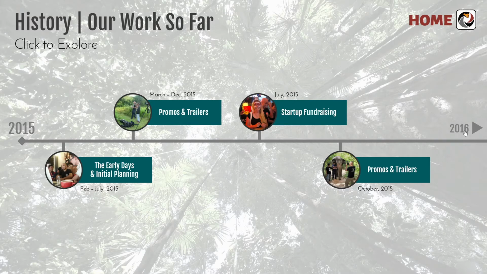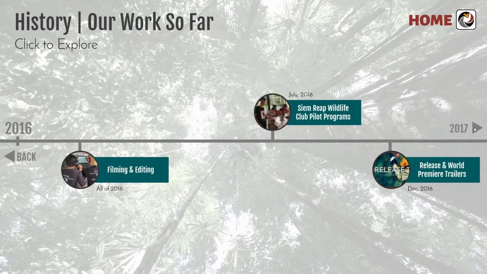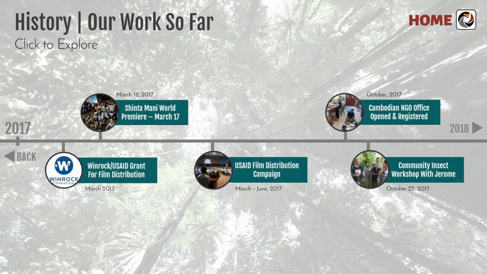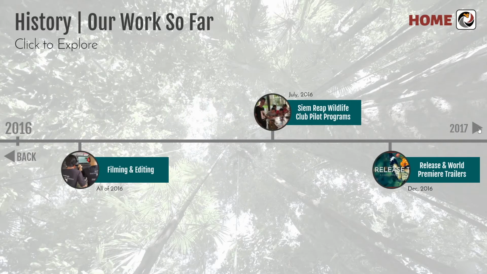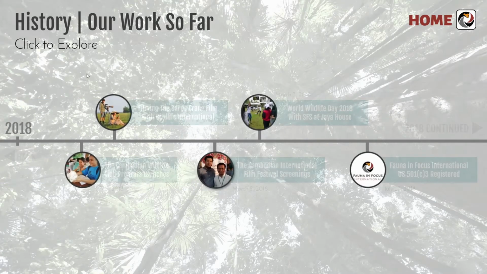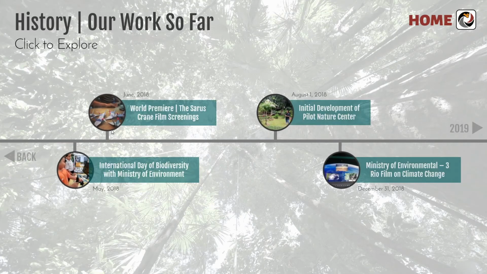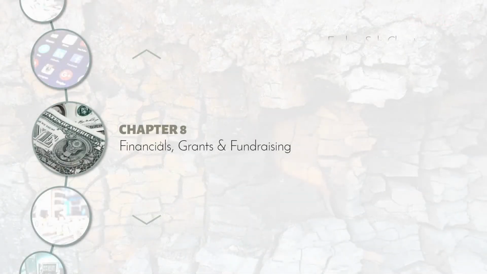And then, of course, this whole timeline slides. So you can slide this timeline to the right and we'll get new things coming in. Here we got our first big grant from Winrock USAID for film distribution. And you can, of course, go backwards as well, so you can scroll back and forth on this timeline. And this is all just using PowerPoint transitions and so on. And here's when we finally registered Fauna in Focus International in the States, and so on. So you can see lots of this. This goes on all the way up to 2020. So we'll go back home.